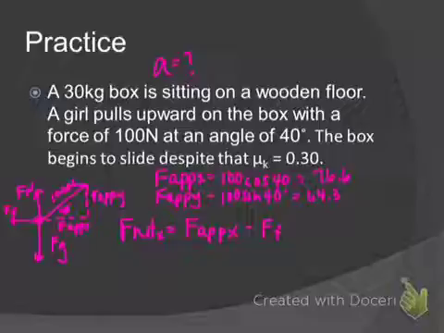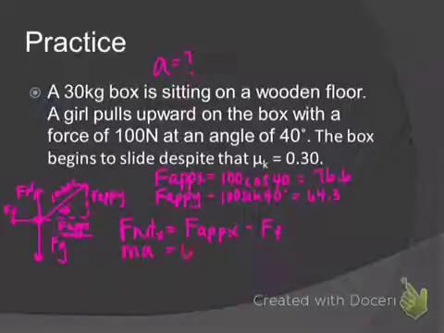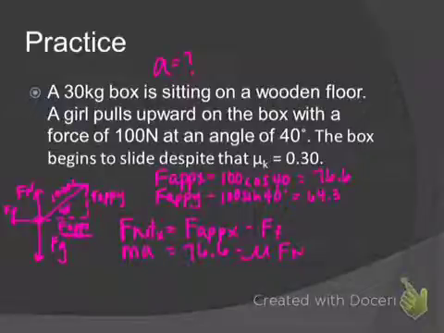Okay, once we break down that 100, remember we're not using that again. We're only using the X component, so that's why I'm plugging in only F applied X. So we can do some substitutions here. MA equals 64.3 minus the frictional force. My bad, 76.6 minus the coefficient times the normal force.